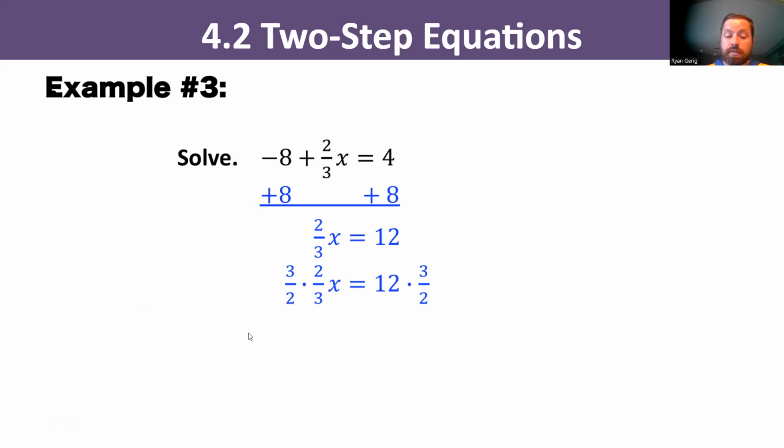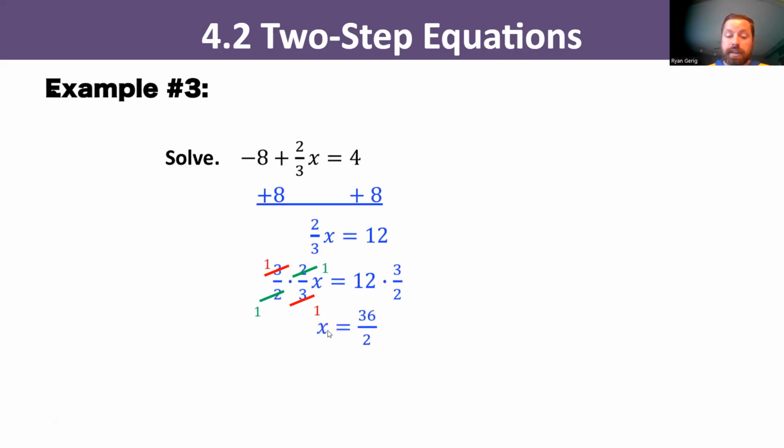Now, why do I multiply by 3 over 2? Well, you can see that the 3's, one 3 on top, one 3 on the bottom, those 3's cancel. I also see a 2 on the top and a 2 on the bottom. Those 2's cancel. Everything cancels to 1. And then I have 1 over 1 times x, which is just x.